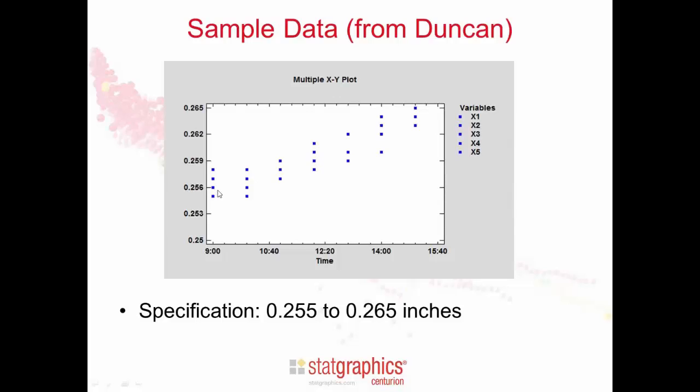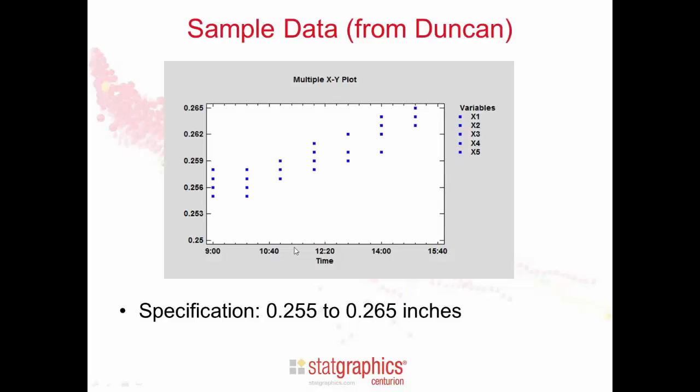And every hour, once every hour, they took 5 samples and measured the diameter or whatever it is they were interested in on those particular samples. They expected, because they were using a tool to create these items, that there would be some change in the measurements over time. And you can see that in general, as we go from hour to hour in this particular data set, there is a linear increase in the measurements.